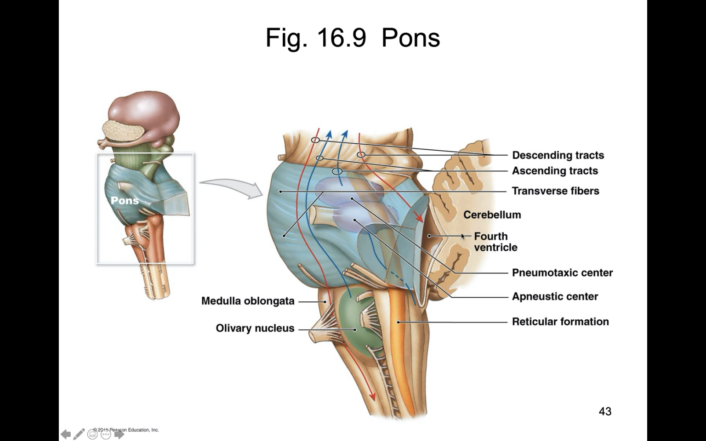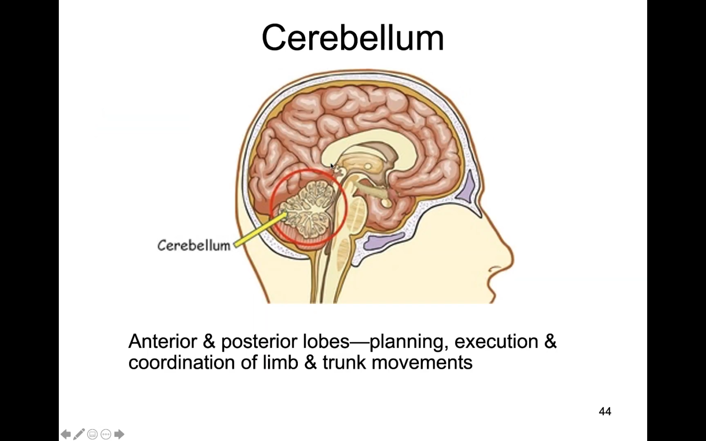And then on this side, it's cerebellum. So it's attaching the cerebellum to the brainstem. So let's look at cerebellum first, and then we'll look at medulla oblongata. So cerebellum is this leaf-looking structure.